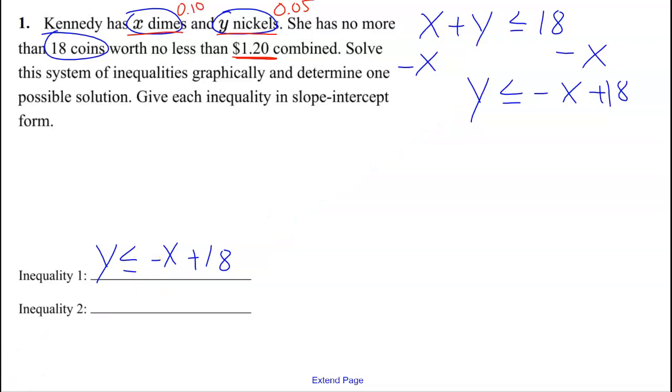Alright, next I am going to do the money. So for every dime, that's 10 cents, and for every nickel, that's 5 cents. So I'm going to multiply 10 cents times the number of dimes, which is X, and 5 cents times the number of nickels, which is Y. And it's going to be no less than $1.20, which means it has to be 120 cents or more. So I've got 10 cents times X plus 5 cents times Y, greater than or equal to $1.20.